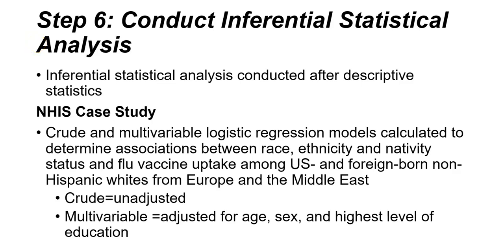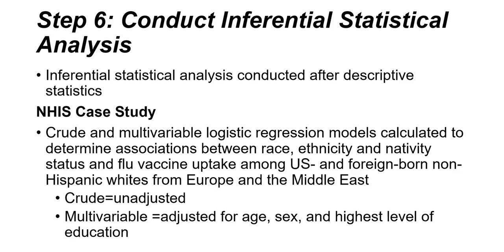So now moving on to step 6, conducting the inferential statistical analysis. Inferential statistical analyses are typically conducted after the descriptive statistics. And so in this study, we're going to be using crude and multivariable logistic regression to calculate and determine associations between race, ethnicity, and nativity status and flu vaccine uptake among U.S. and foreign-born non-Hispanic whites from Europe and the Middle East.